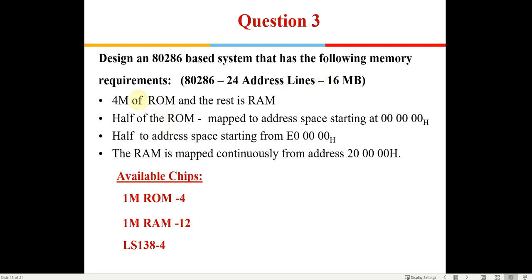It also says the ROM is to be mapped so that half of the ROM has to start from this address. Since it is 24 address lines, we will have 6 hexadecimal digits. So half of that has to start from here, and half has to start from here.